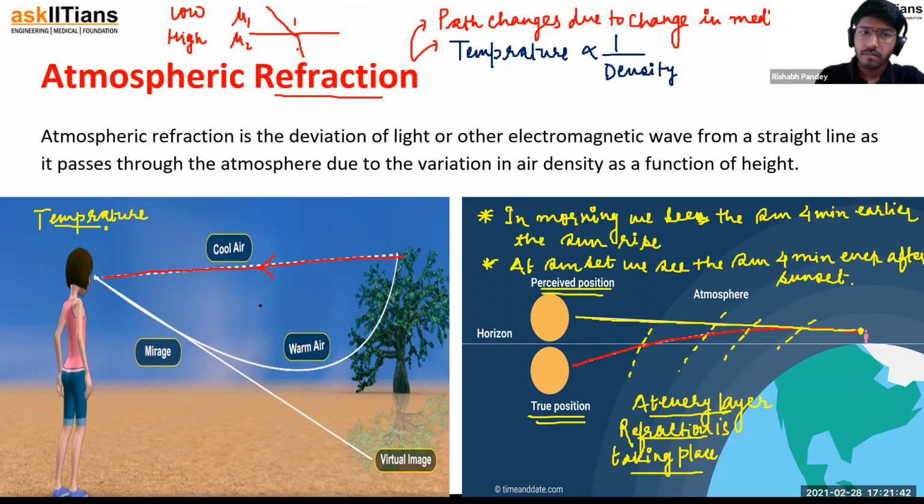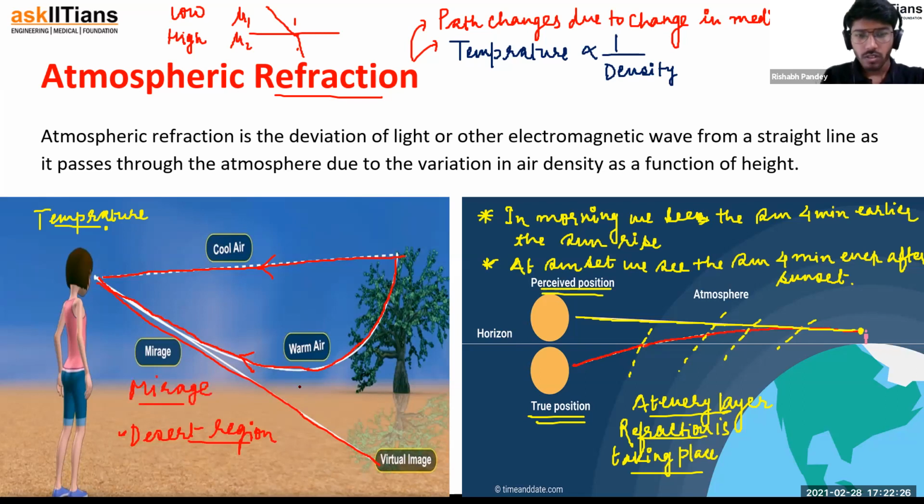Because of the change in density, cold air and warm air. And due to the change in density, the ray basically bends like this, and then it's perceived by our eyes. And again, as I said, just like in the case of the sun, that's a perceived position. Our brain perceives the object to be like this. And this phenomenon is very much observed in desert regions. Desert region. And it's called the mirage.